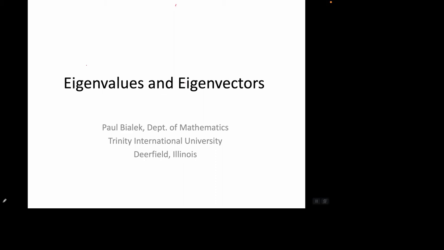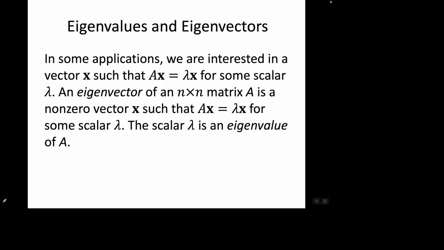Let's talk about eigenvalues and eigenvectors. In some applications, we are interested in a vector x such that Ax equals lambda x for some scalar lambda. Lambda is a Greek letter, it's the equivalent of our L. An eigenvector of an n by n matrix A is a non-zero vector x such that Ax equals lambda x for some scalar lambda. The scalar lambda is an eigenvalue of A.